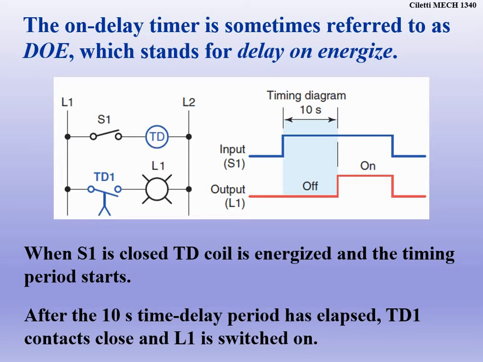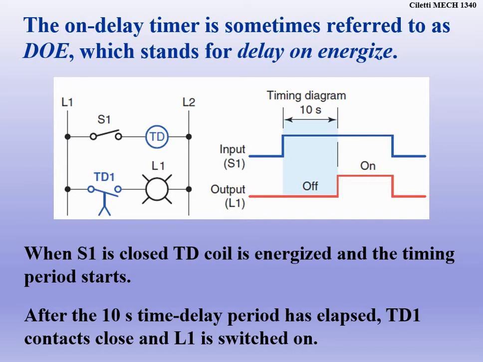Okay, so we also can refer to the on delay timer as a DOE, delay on energize. So we're not going to turn it on until it reaches a certain amount of time. So what's going to happen here is when we close switch 1, we're energizing the timer coil. Okay, and the timing period starts to count. That doesn't mean that the light turns on.